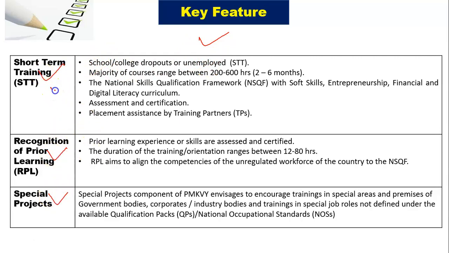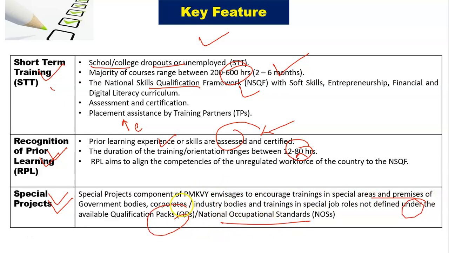Now they have the same features which I have told you: short-term training, recognition of prior learning, and special projects. Short-term training is for school and college dropouts. It has a short duration, that is 2 to 6 months, and it works under the National Skills Qualification Framework. Recognition of prior learning is for those who already have some experience, so their training time is reduced, but they recognize their prior learning experience, and they also assess the skill and certify it. Under special projects, which I have told you earlier, some special projects are also assigned in this scheme, which are not defined under the qualification packs and national occupational standards.